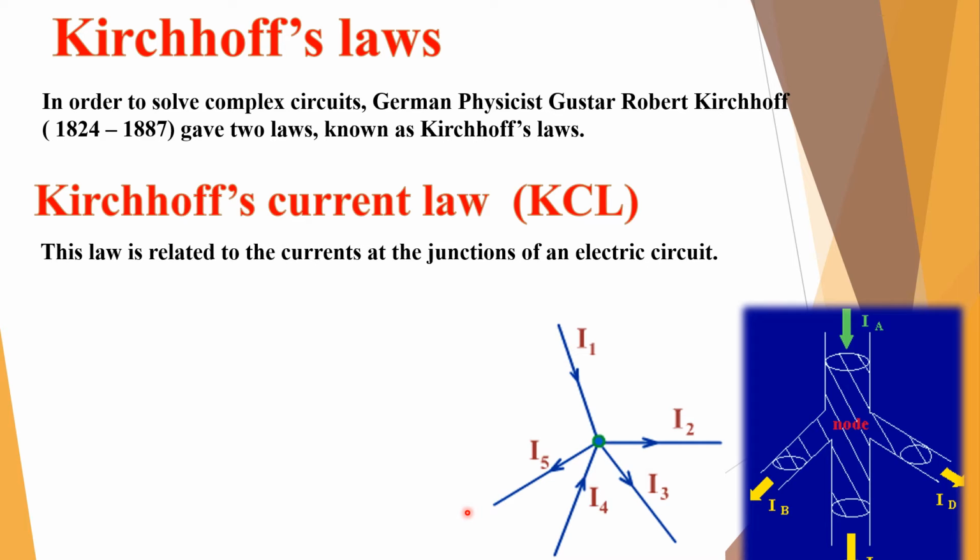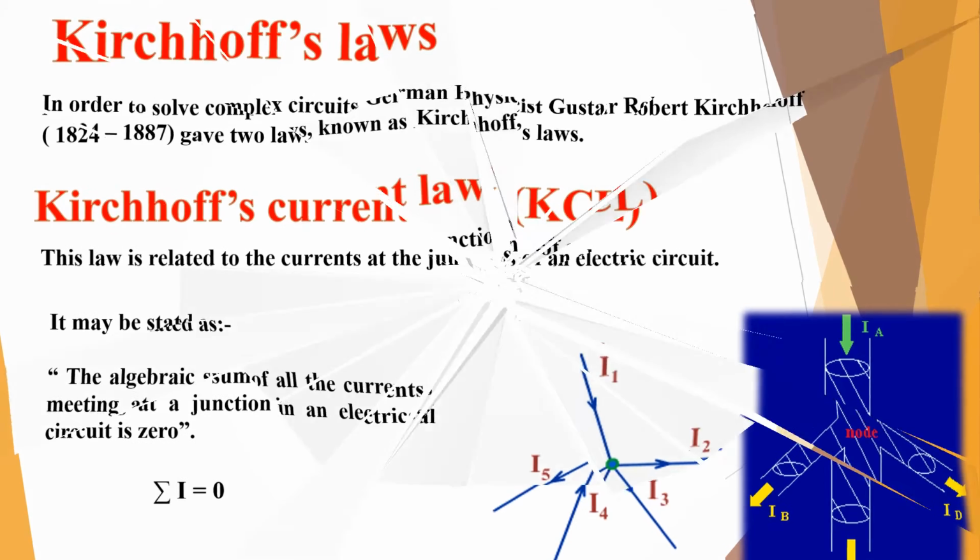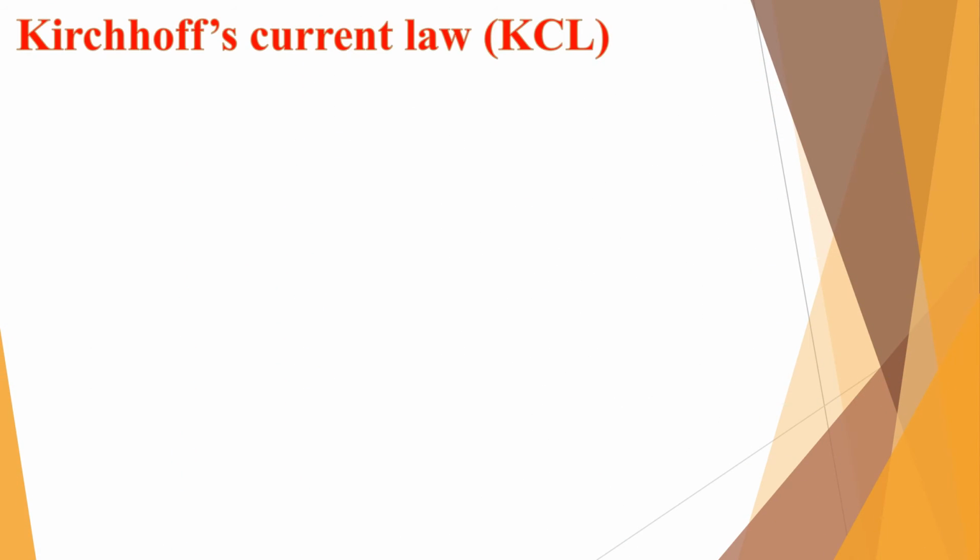According to Kirchhoff's current law, the algebraic sum of all the currents meeting at a junction in an electrical circuit is zero. Summation of current is equal to 0. Here we have an analogy. Here water is entering from this point to the node point, and from these ends water is leaving. A junction is a point where two or more components are connected.